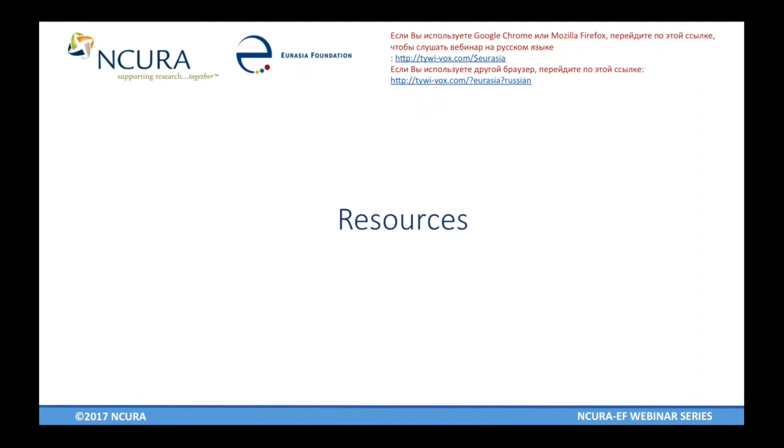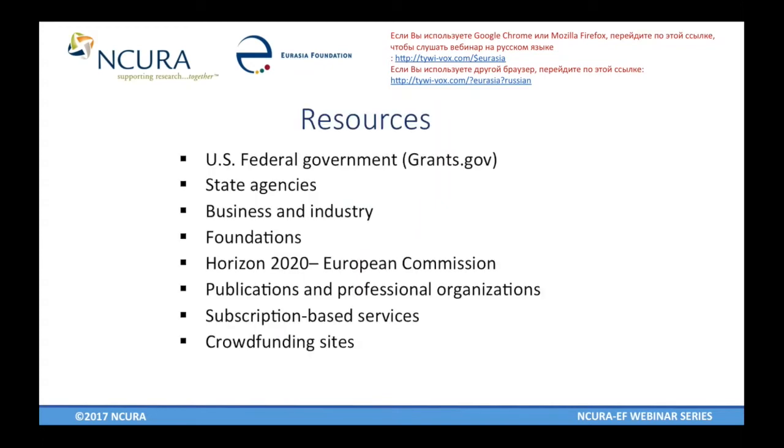Now let's turn to resources for finding a sponsoring agency. I've already mentioned a large source of funding for assistance programs is the U.S. federal government. There are 26 federal agencies that provide assistance awards, such as the U.S. Department of Agriculture, Commerce, Defense, Education, Energy, and more. This slide shows an overview as to what is to come.